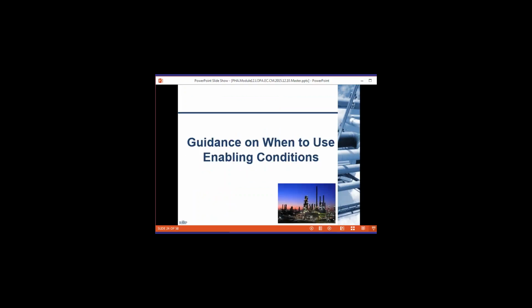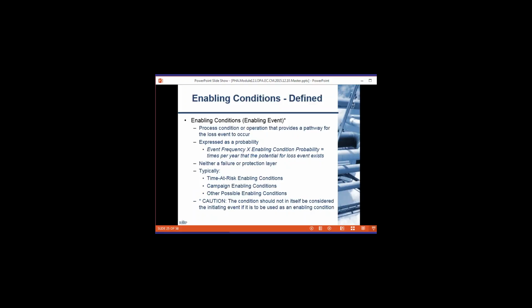So moving on to guidance on when to use enabling conditions. As I said, a little more in depth on the definition. Enabling conditions, we also refer to these as enabling events. This is a process condition or operation that's going to provide a pathway in order for the loss event to occur.